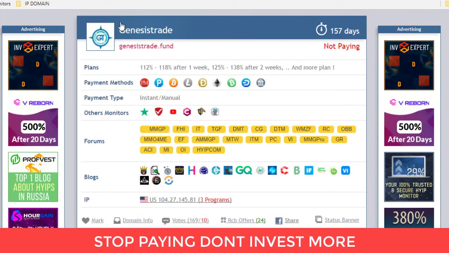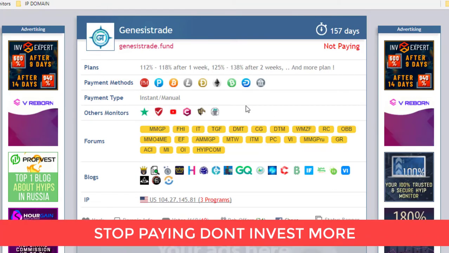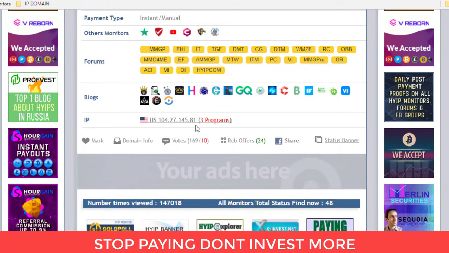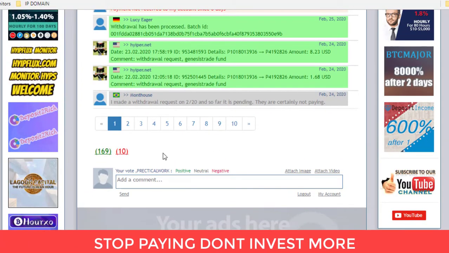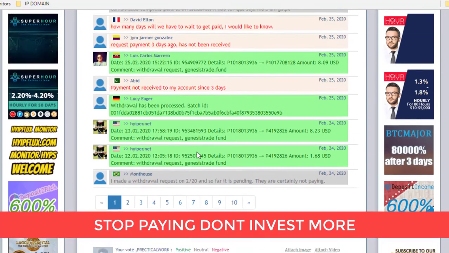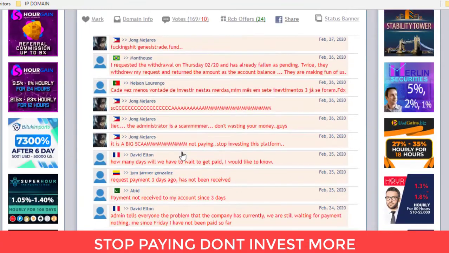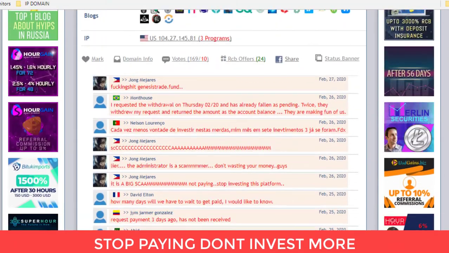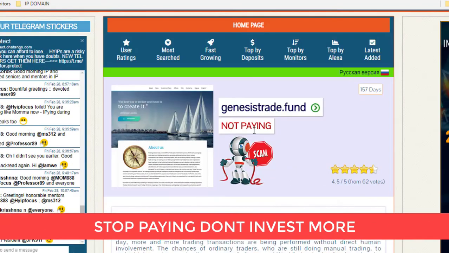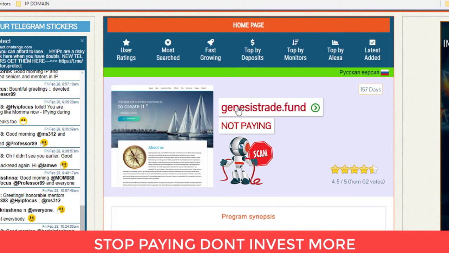Let's check the monitor. You can see this monitor showing the status of this website as not paying. And when I check here on votes, you can see 10 negative votes about this website. This means the website is stopping. So now it is confirmed that the website is stopping. Investor Protect is also showing the status of this website as not paying.